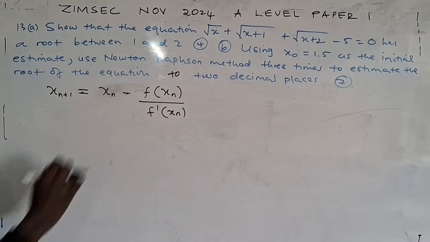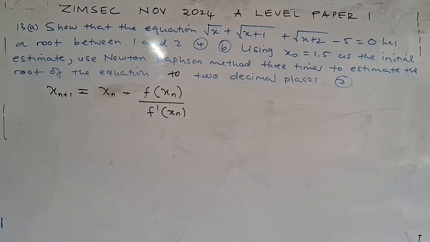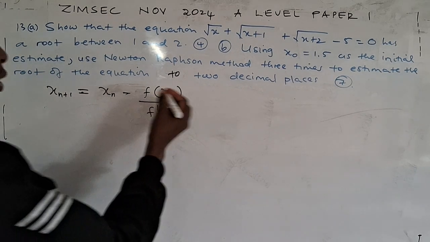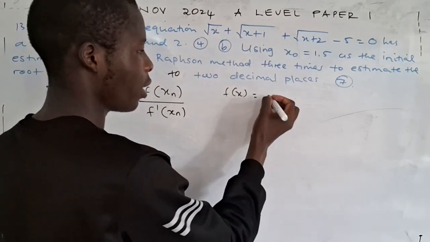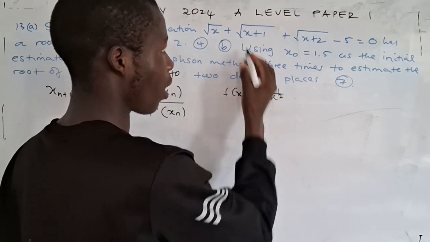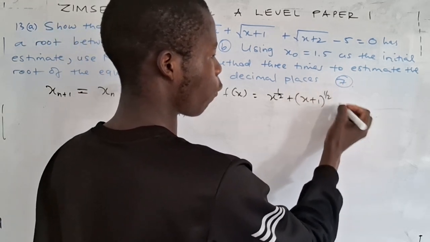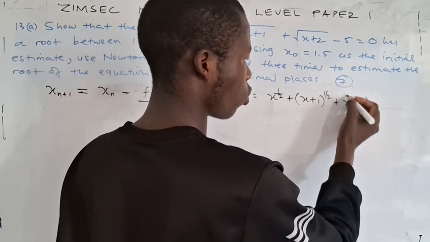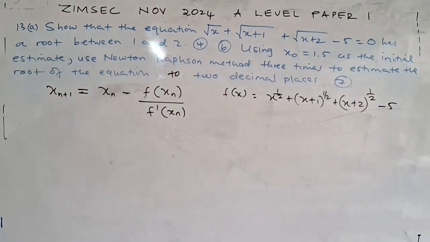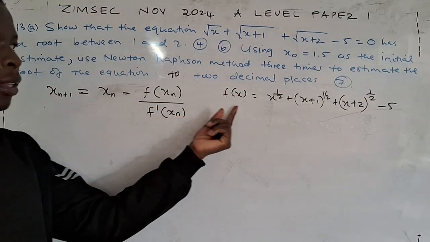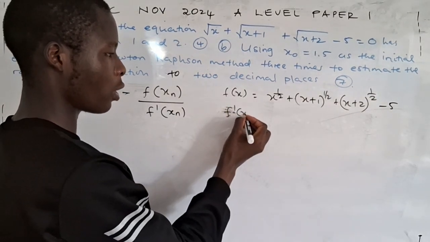But you substitute for x by x n. f of x is given. f of x is nothing but this. If you check, this is nothing but x to the power half plus x plus 1 to the power half plus x plus 2 to the power half minus 5. This is f of x. Now you are supposed to find the derivative of this. This simply means the first derivative of f of x.